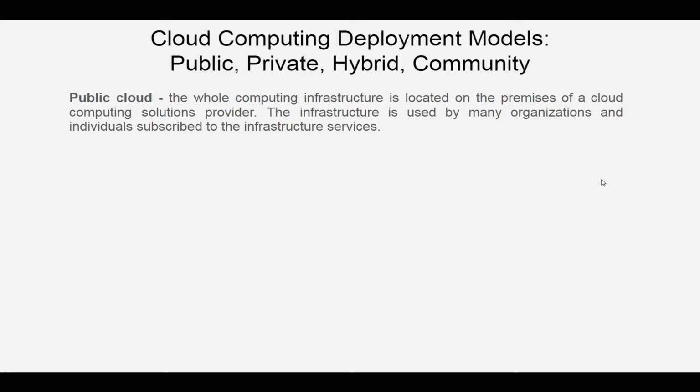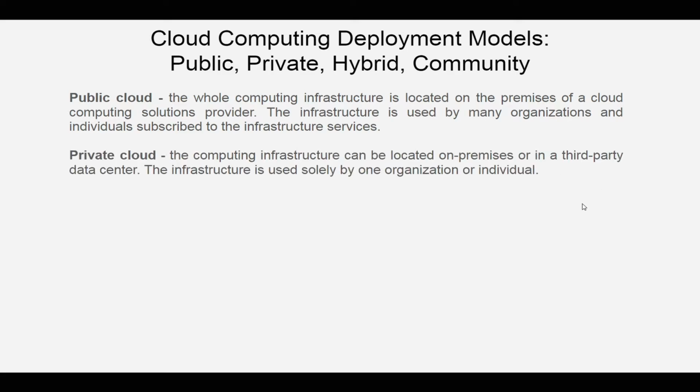All right. So now the next one is private cloud, and in this one, the infrastructure can be located on premises or in a third-party data center. But the private cloud is used only by one organization or individual. All right. So that's the difference between private cloud and public cloud.